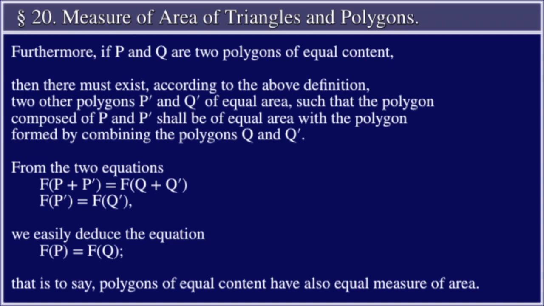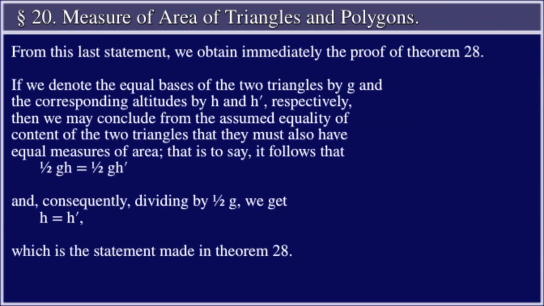From the two equations, f of P plus P' equals f of Q plus Q', f of P' equals f of Q', we easily deduce the equation f of P is equal to f of Q. That is to say, polygons of equal content have also equal measure of area. From this last statement, we obtain immediately the proof of Theorem 28.